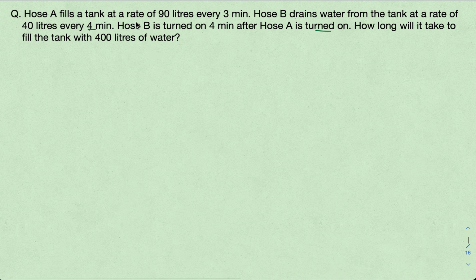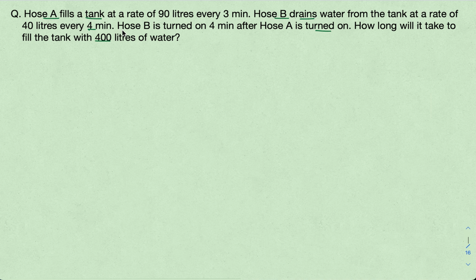So what we have here is that there is a tank and we need to fill 400 liters of water into the tank. Okay, and then there are two hoses. One is hose A, another one is hose B. The rate at which the water is coming in by hose A is 90 liters every 3 minutes. And hose B is not filling in the water. That's the important word here. It is draining the water from the tank. Okay, it is draining. That means the water is going out from the tank, right? The water is going out of the tank by hose B. And what is its rate? Its rate is 40 liters every 4 minutes.